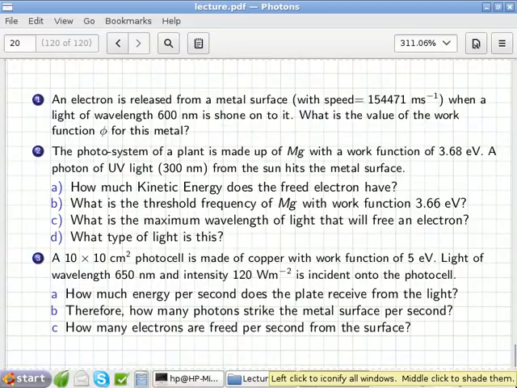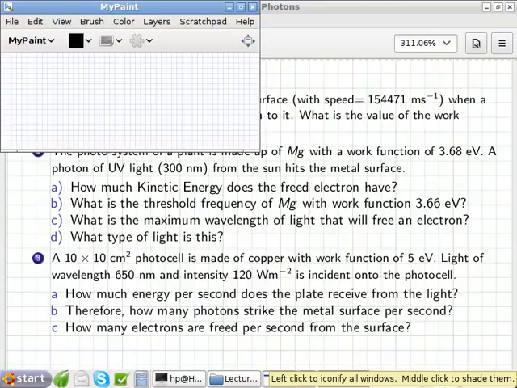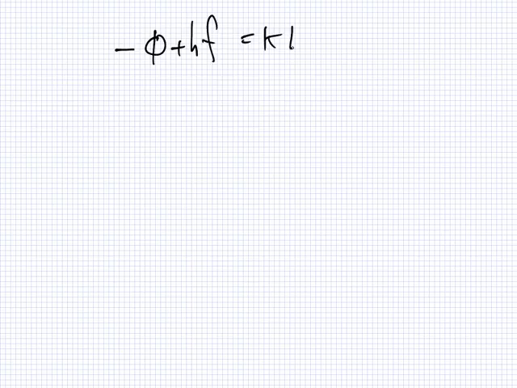An electron is released from a metal surface with that speed. When a wavelength of that is shone on it, what is the work function? Okay, so we can use our formula. Our formula is minus work function plus hf equals kinetic energy.